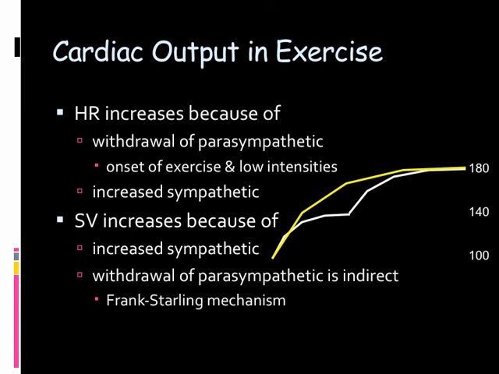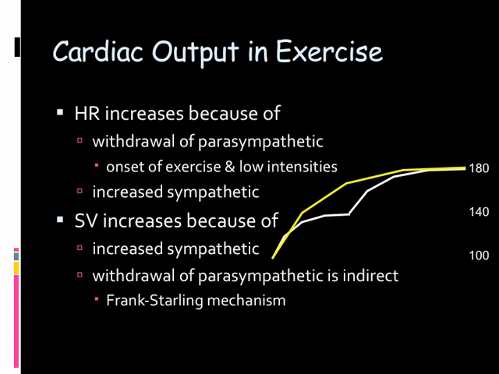Now, this next item may be a little confusing. During exercise, I withdraw parasympathetic activity. That has no direct effect on the stroke volume because the parasympathetic doesn't activate the heart muscle. But when I withdraw the parasympathetic, what effect does that have? It increases the heart rate, which increases the cardiac output, which increases or affects the amount of blood coming back to the heart. So the heart fills more. If it fills more, then the heart muscle is being stretched.